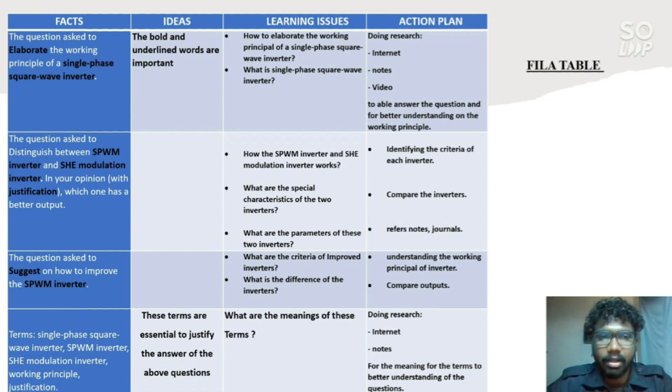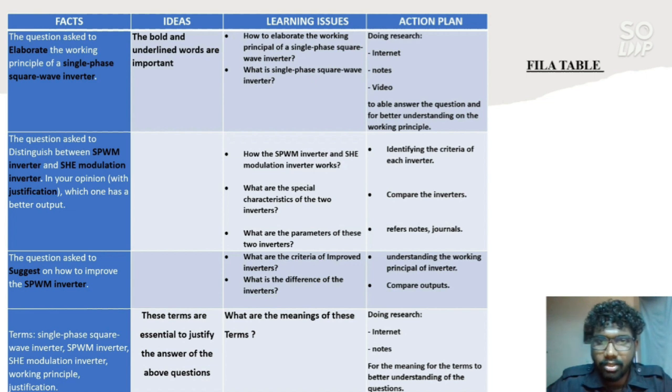Today I'm going to explain about the pillar table. The first question asks to elaborate the working principle of single-phase square wave inverter. To overcome the issues, we did some research on internet notes and videos to be able to answer the question and for better understanding, because the learning issue was how to elaborate the working principle and what is the single-phase square wave inverter. So the second question was distinguish between SPWM inverter and SHE modulation inverter in your opinion with justification. Which one has a better output?